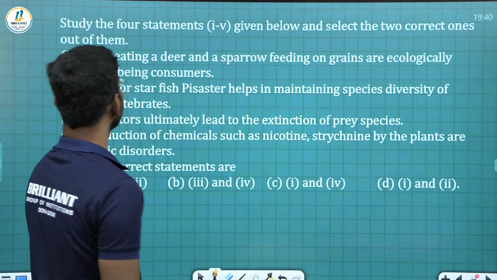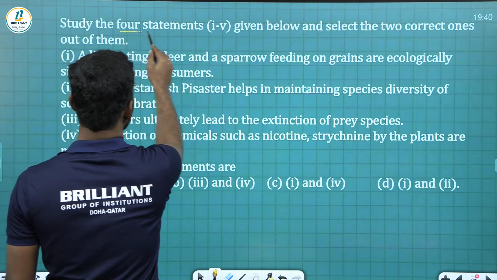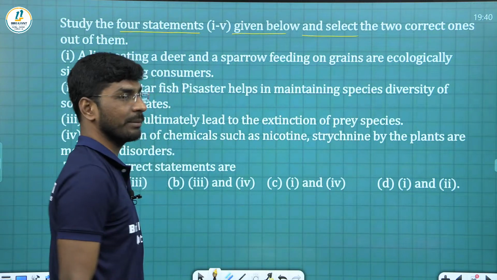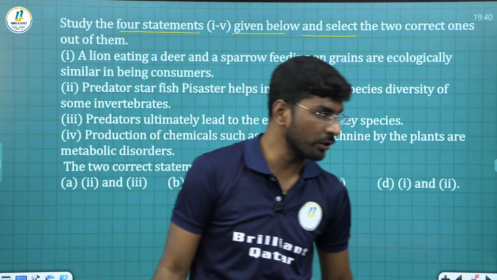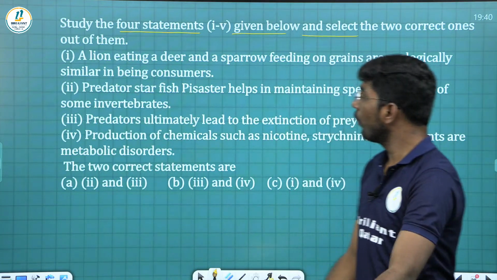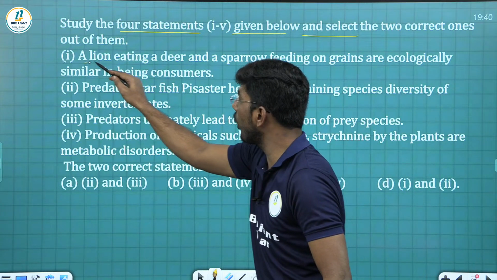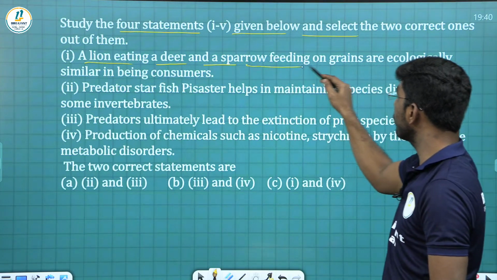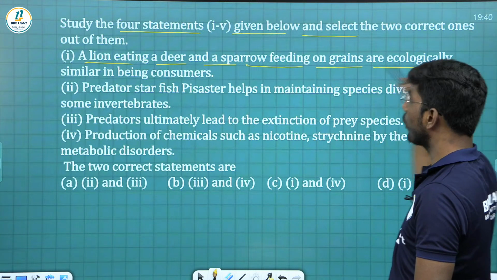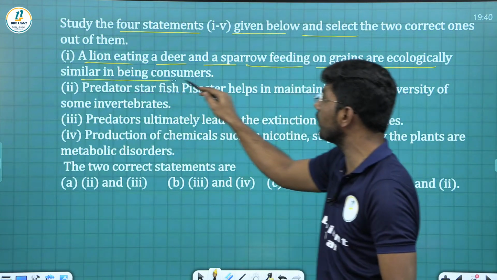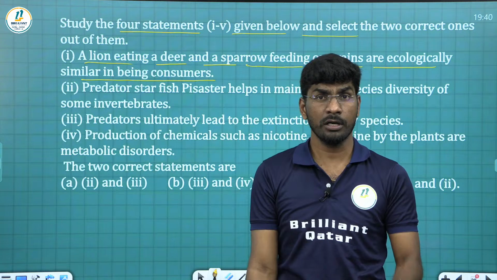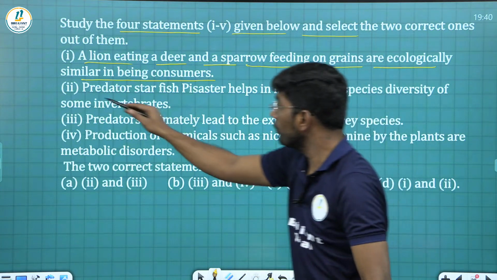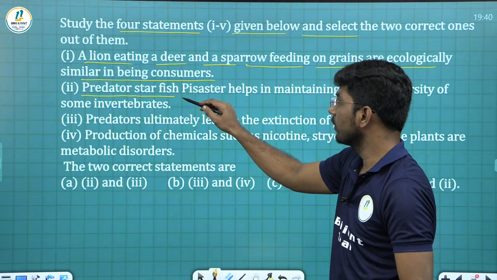Next, look at it, it's a big question, a statement-based question. You need to understand this one carefully. Study the statements 1 to 5 given below and select the correct statements. Two correct statements are given. Think, what are the two correct statements? One is, a lion eating a deer and a sparrow feeding on grains are ecologically similar in being consumers. Consumers. It's correct or not?